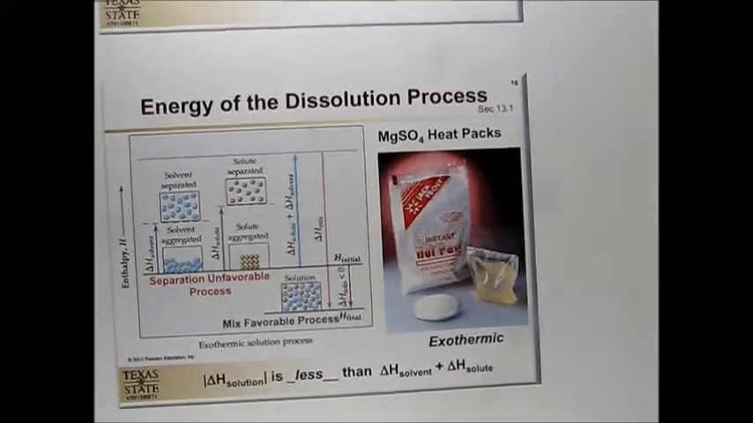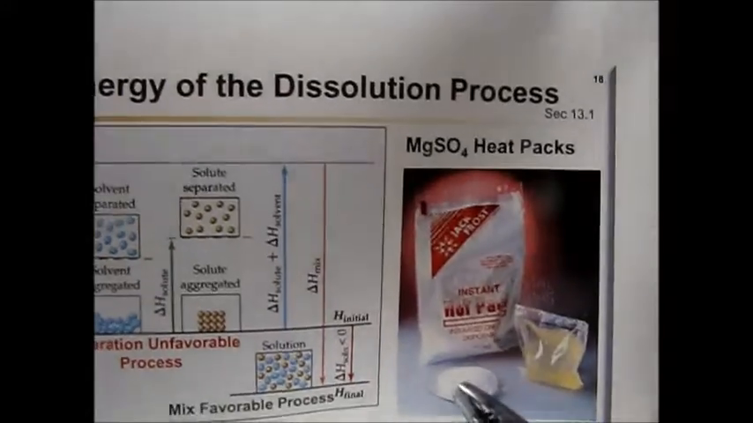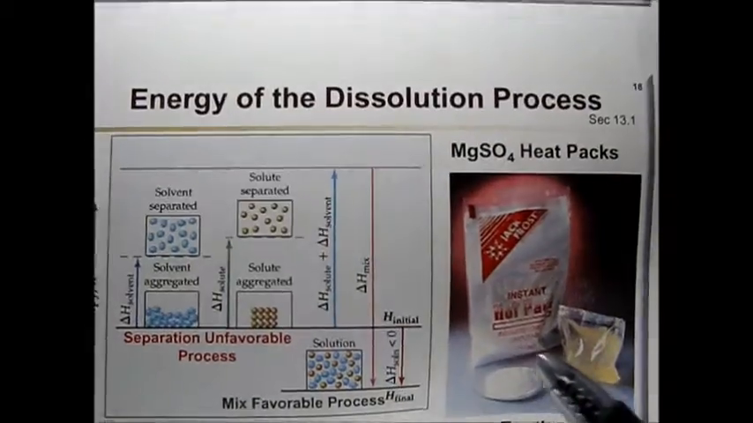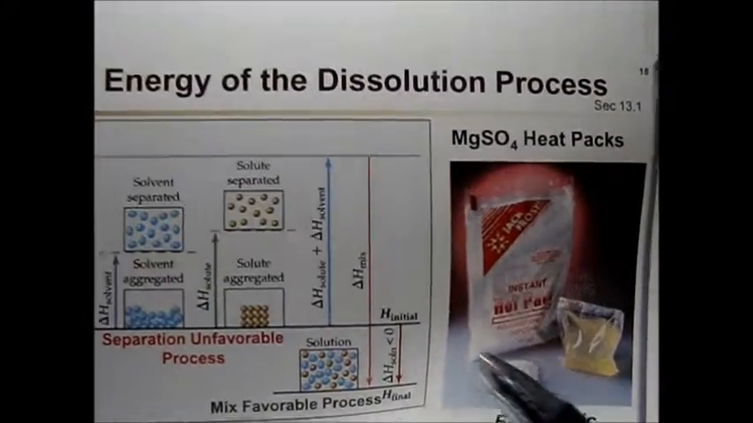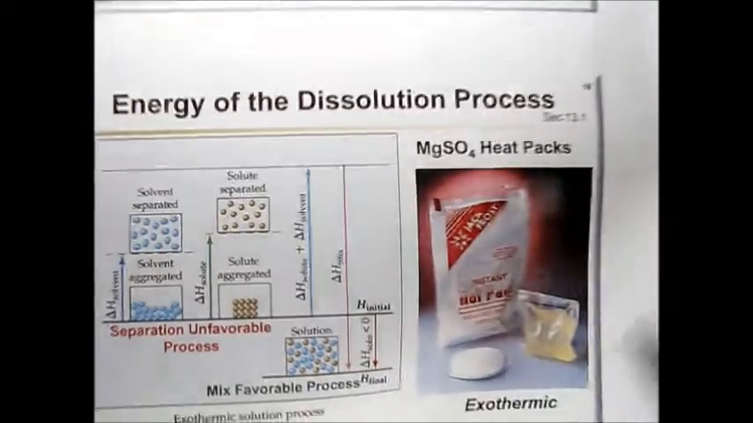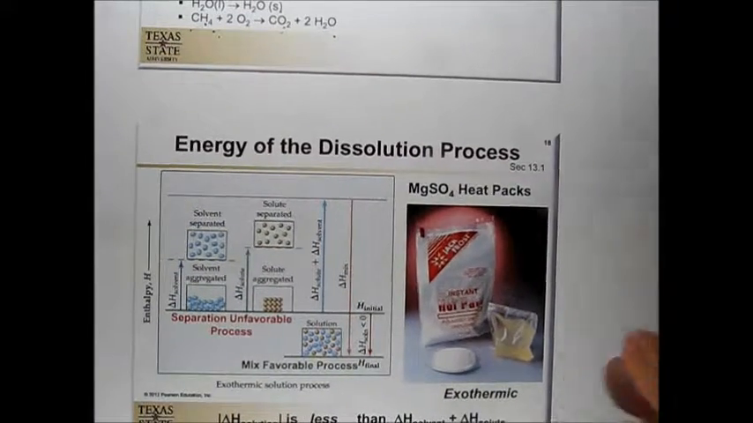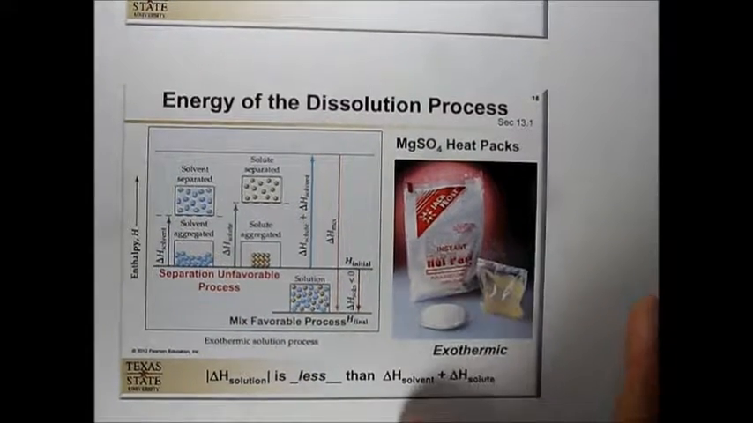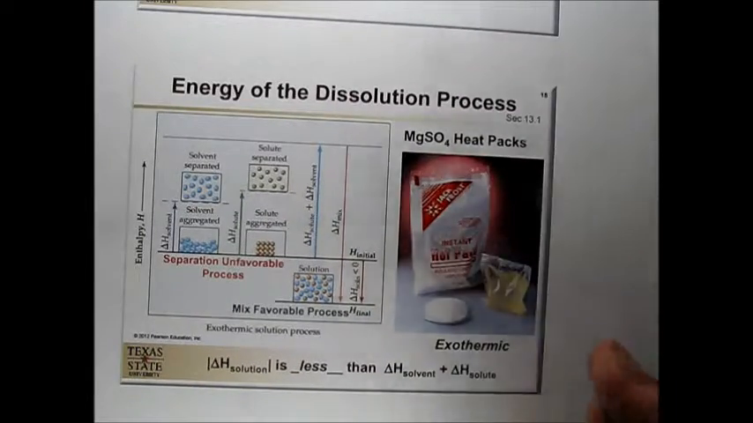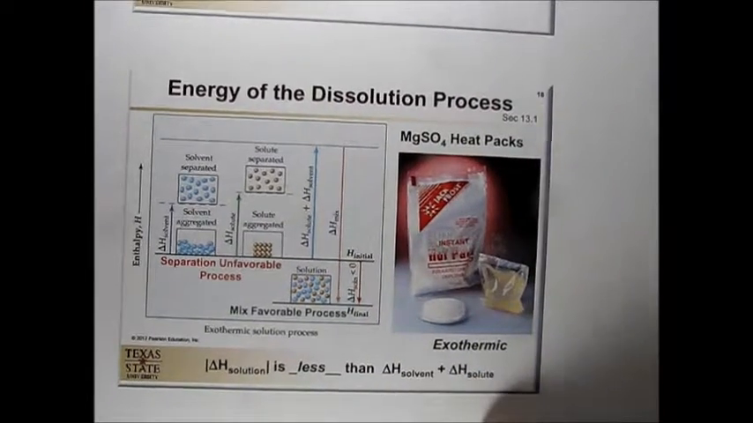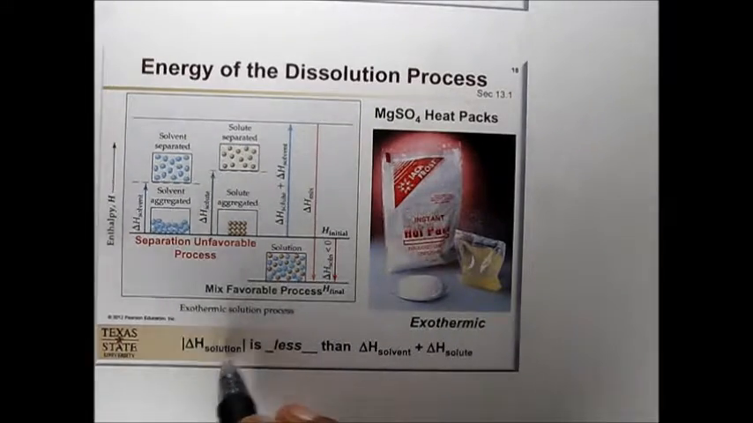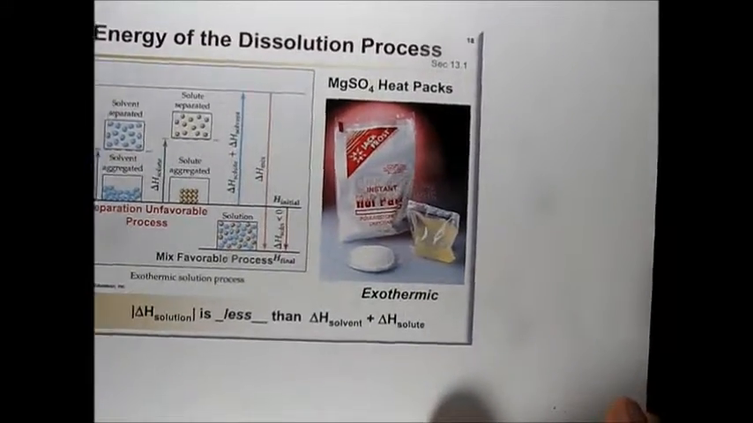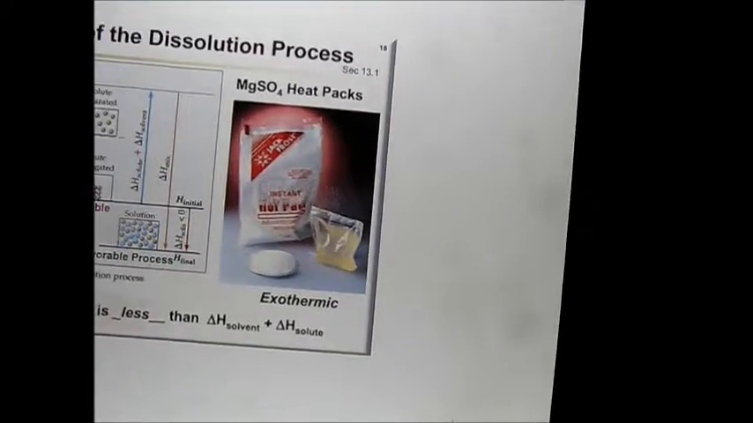Here in this picture, delta H of the mixed solution is lower than the individual solute and solvent. So it means you will get some energy out. The heat pack will feel warm on the skin because it is providing some energy to your body. And this is the equation: delta H of the solution is less than delta H of the solvent plus delta H of the solute. This is the way energy is involved in the heat pack.